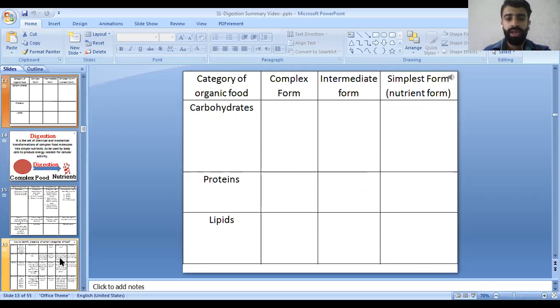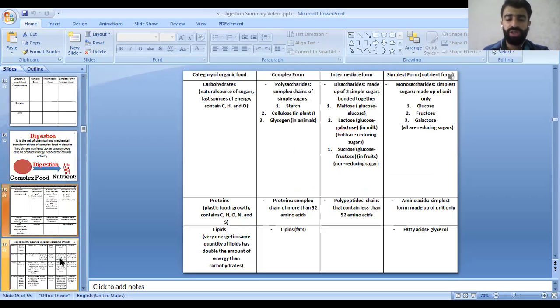You also have to know that food is divided into carbohydrates, where the complex form is called polysaccharide, the intermediate is called disaccharide, made up of two simple sugars, and the simplest form is called monosaccharides. Proteins: the complex forms are called proteins, with more than 52 amino acids in the chain; polypeptides have less than 52; and amino acids are the simplest units. Lipids are very energetic. The complex form is called lipids, and the simplest form is fatty acid and glycerol. There is no intermediate form.